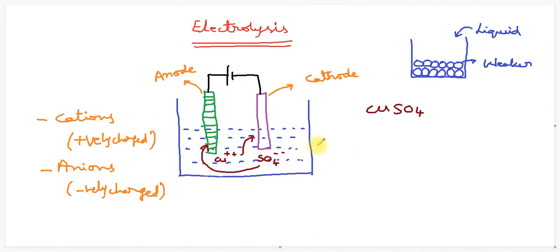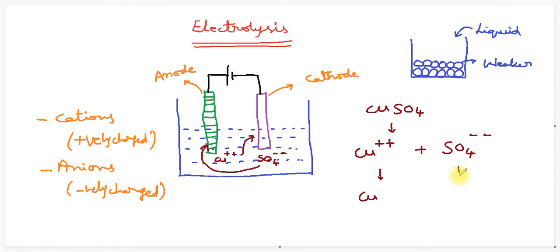Okay, then SO4 minus minus has more electrons, so it releases these two electrons at the anode, and Cu plus plus has two electrons lacking, so it takes those two electrons from the cathode and becomes Cu. So CuSO4 is converted into Cu plus plus and SO4 minus minus. Cu plus plus is attracted towards the cathode and takes two electrons from the cathode and becomes a Cu atom.